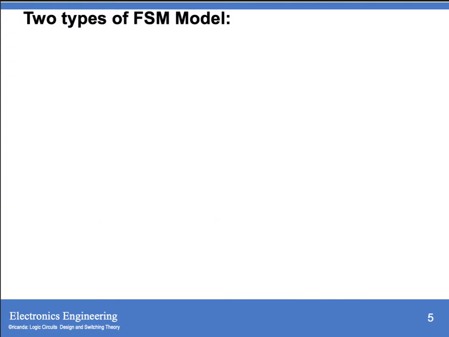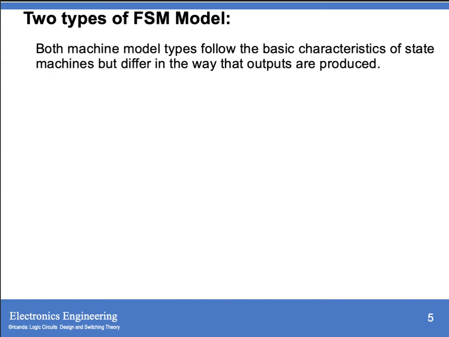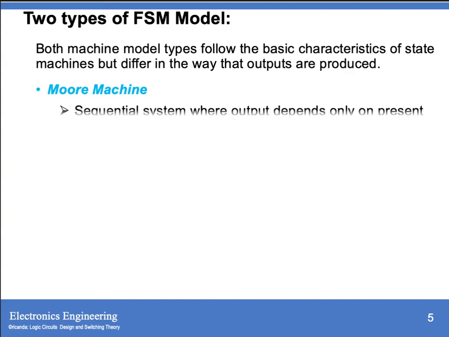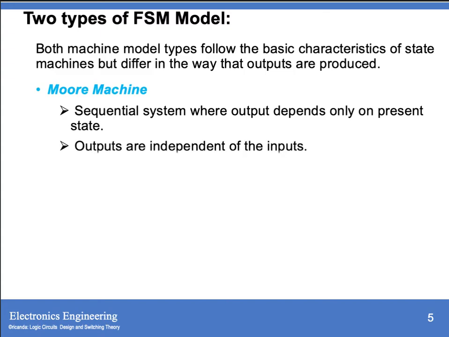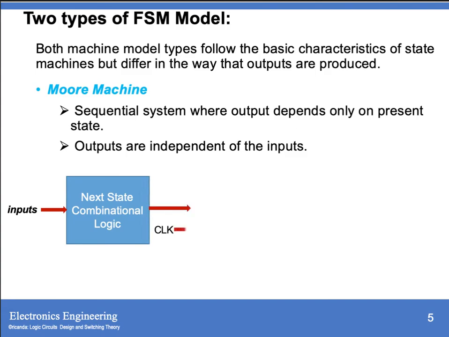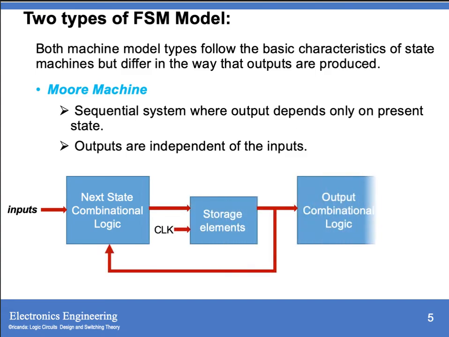There are two types of finite state machine model. We have the Moore machine. It is a sequential circuit where output depends only on the present state, or in other words, outputs are independent of the inputs. So this is the block diagram of our Moore machine.